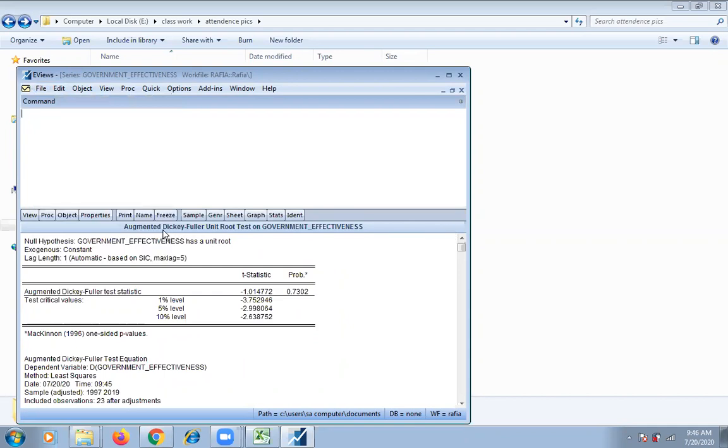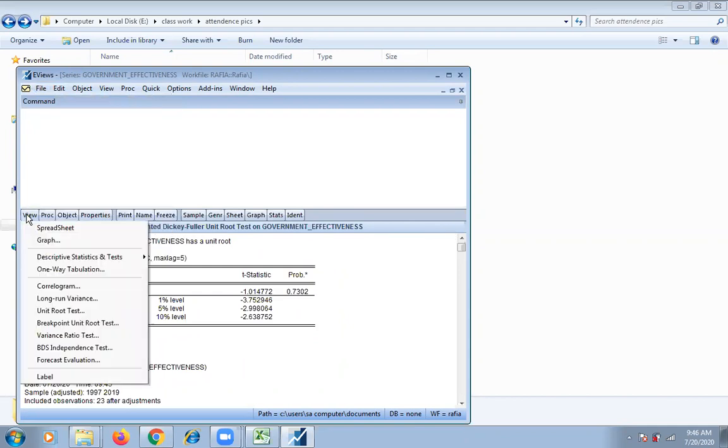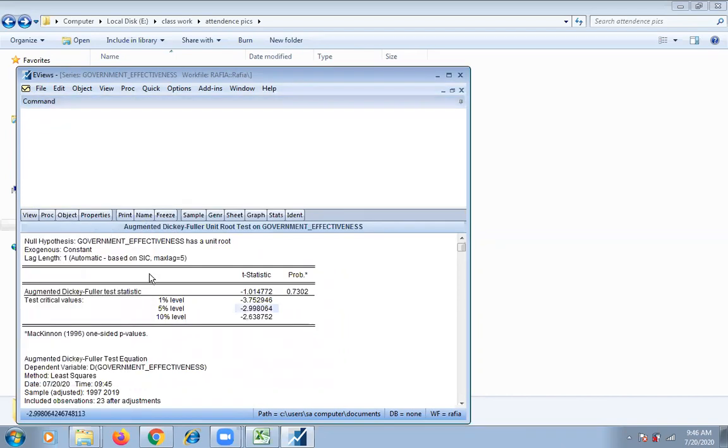You can save this file here, copy all. You can copy and paste, save table to disk. You have to save this table. After saving, you have to explain the table.